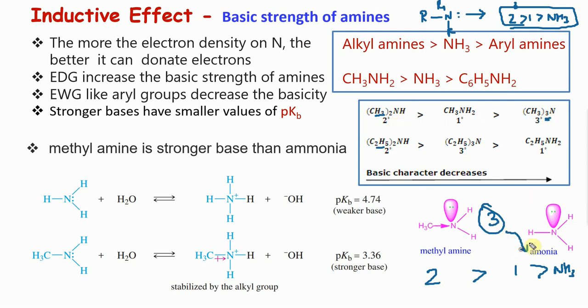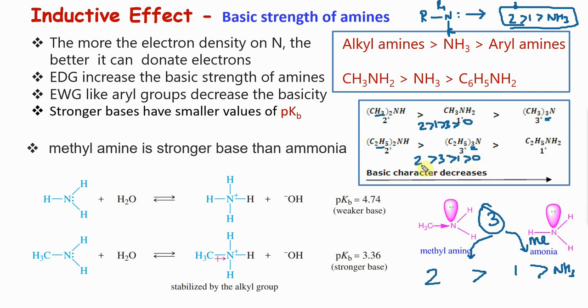So if it is 3 methyl, it will be after one methyl. If it is 3 ethyl, it will be here. So for methyl, it's 2 greater than 1 greater than 3 greater than 0 groups. For ethyl, 2 greater than 3 greater than 1 greater than 0. You want to remember this order.